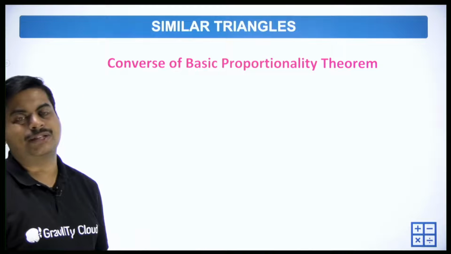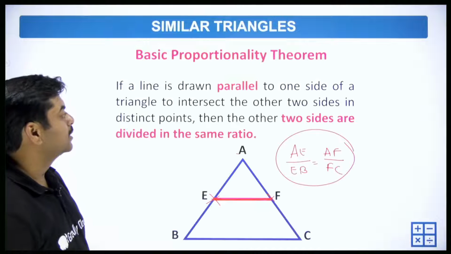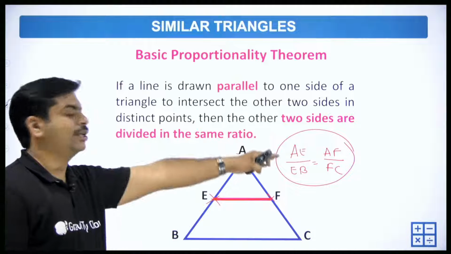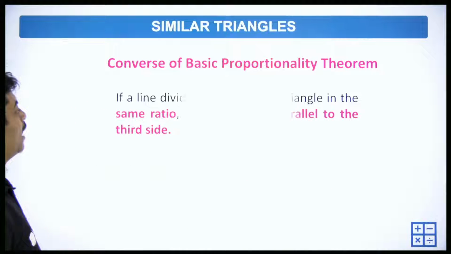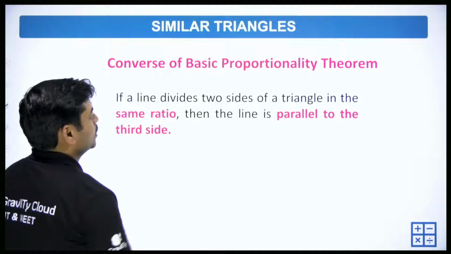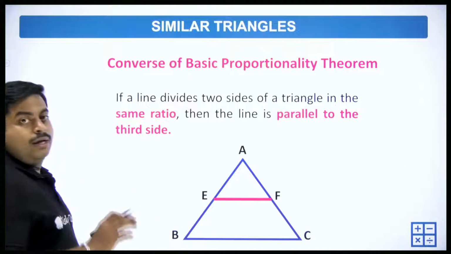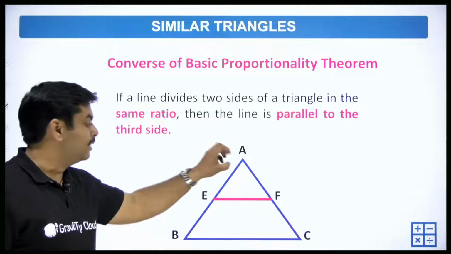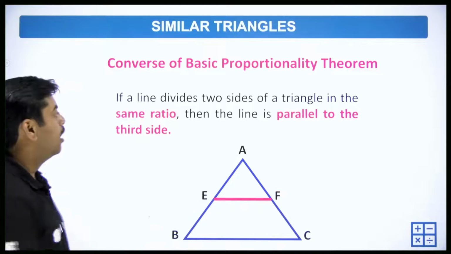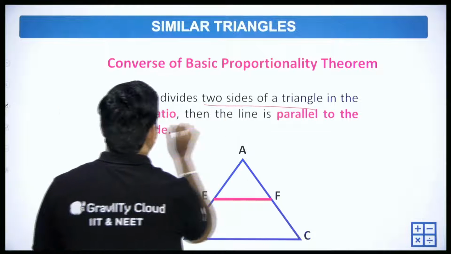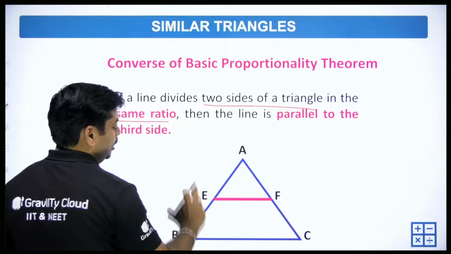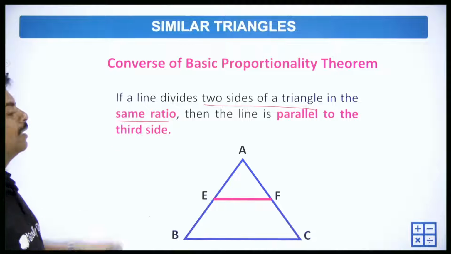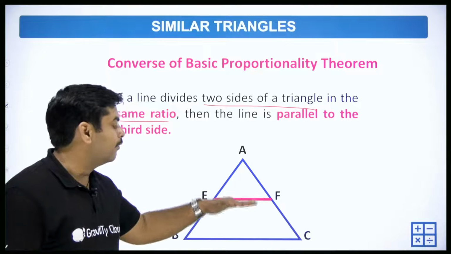In the basic proportionality theorem, a line is drawn parallel, and then we have this ratio. But in the converse, we have a different statement. If a line divides 2 sides of a triangle in the same ratio, now we are not mentioning that this line is parallel, but if AE by EB and AF by FC are the same, then the line is parallel to the third side, and the line EF is parallel to BC.